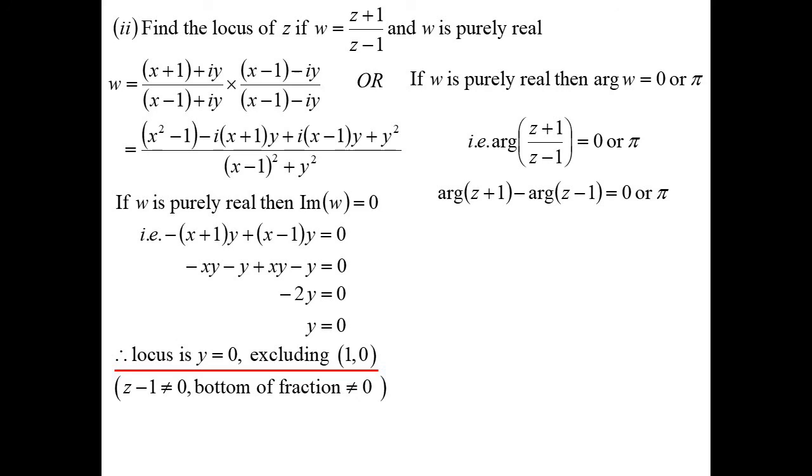Okay, so here we go. The vector z plus 1 would be: grab some random point z, join it up to negative 1. The vector z minus 1, same z, but now I'll join it up to positive 1. And the difference between the two will either be 0, they've got the same argument, or pi, they're going in opposite directions. So it has to be a straight line that goes through those 2 points. Because if they have the same argument or opposite directions, we must have a straight line.